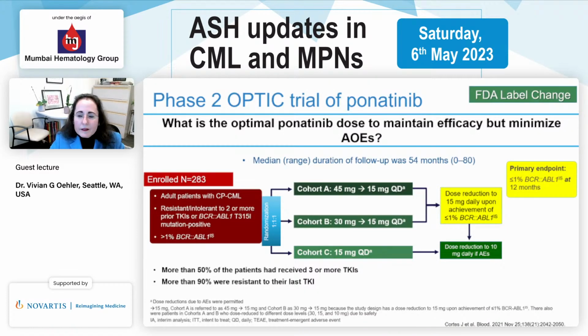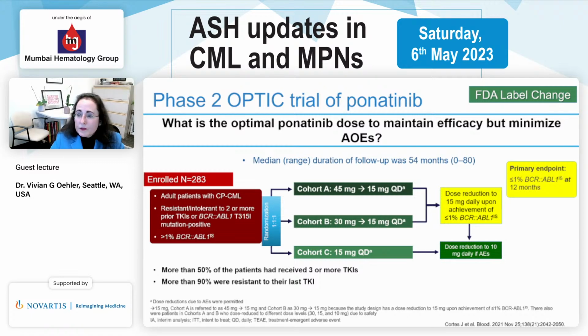The OPTIC study is a phase 2 study designed to determine the optimal ponatinib dose that maintains efficacy but minimizes arterial occlusive events such as cardiovascular, cerebrovascular, and peripheral arteriovascular events. For the OPTIC study, patients were randomized 1:1:1 to ponatinib at 45 milligrams, 30 milligrams, or 15 milligrams daily.